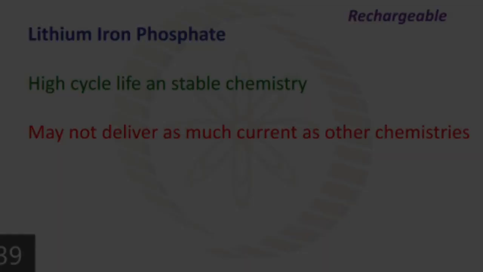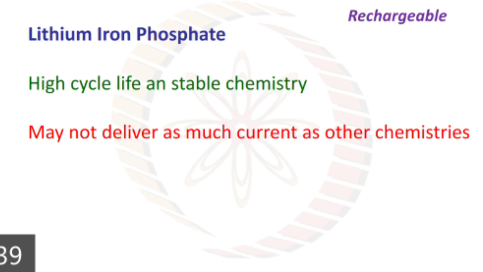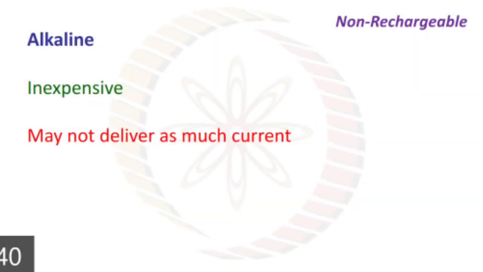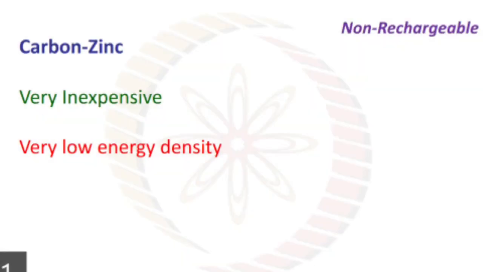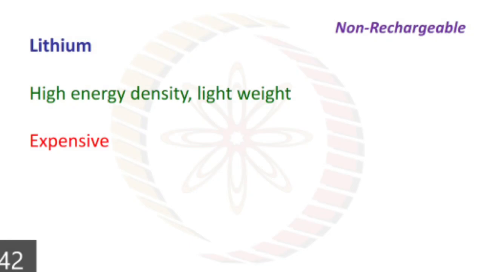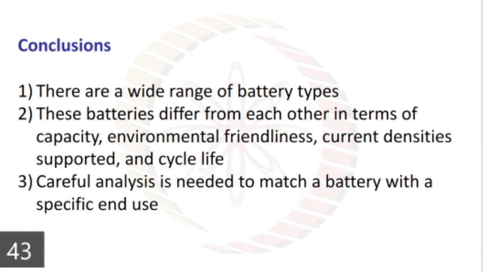There is lithium iron phosphate. It is rechargeable, high life cycle and stable chemistry, may not deliver as much current as other chemistries. There is alkaline, a non-rechargeable battery, inexpensive, may not deliver as much current. There is carbon zinc, non-rechargeable, very inexpensive, very low energy density. There is lithium, non-rechargeable, high energy density, lightweight, expensive. So the conclusions are, there is a wide range of battery types. These batteries differ from each other in terms of capacity, environmental friendliness, current density supported, and life cycle. And careful analysis is needed to match a battery with a specific end use.